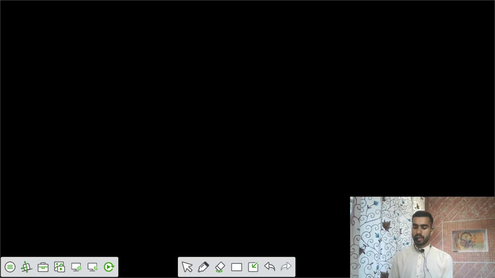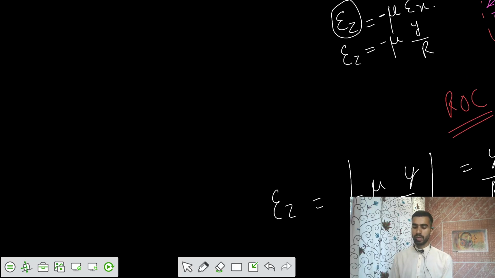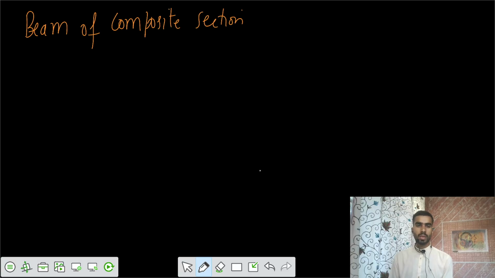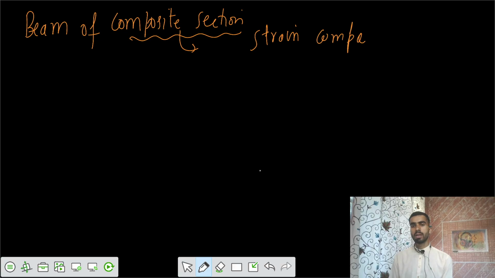Now we have the beam of composite section. One property of composite section is the concept of strain compatibility. That means strain in material one at the junction would be the same as strain in material two at the junction. The strain would be the same for the two.